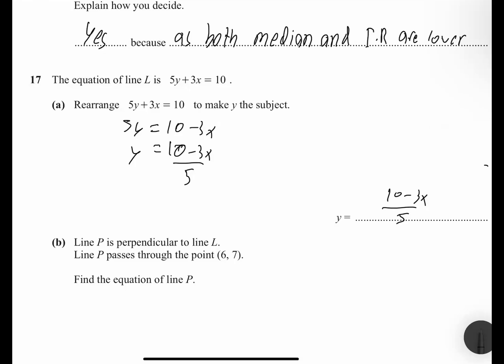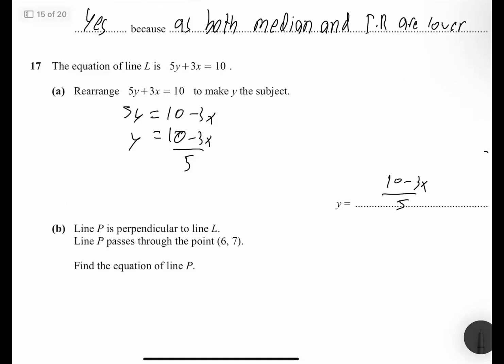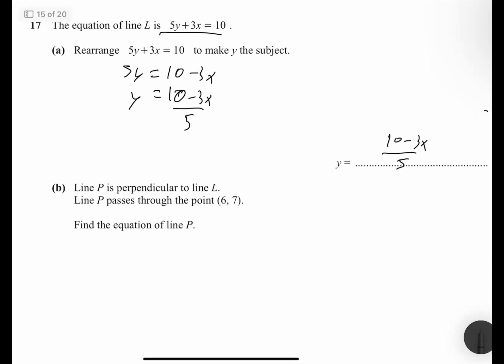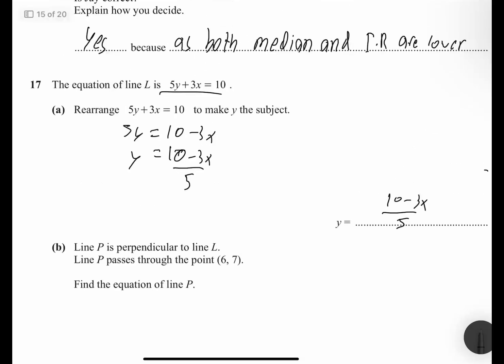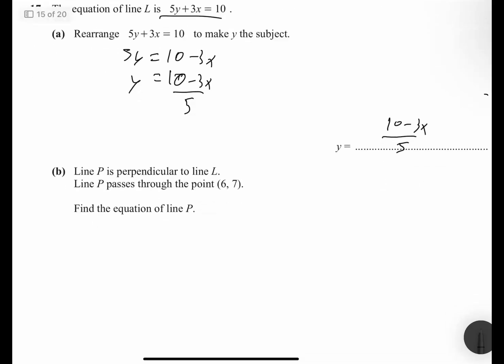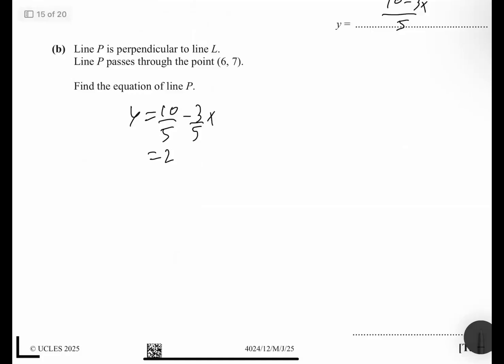Now line P is perpendicular to line L. Line L is this one, right? So line P passes through the point 6, 7. Find the equation of line P. So since it's perpendicular, the perpendicular line has a negative reciprocal gradient. Its gradient is the negative reciprocal of the gradient of line L, right? So for line L, we have y is equal to 10 over 5 minus 3x over 5, which is equal to 2 minus 3 over 5x.